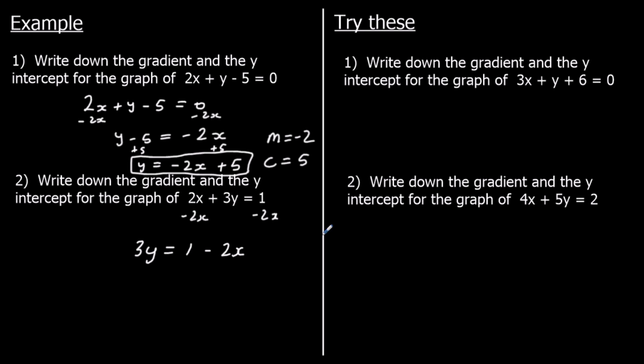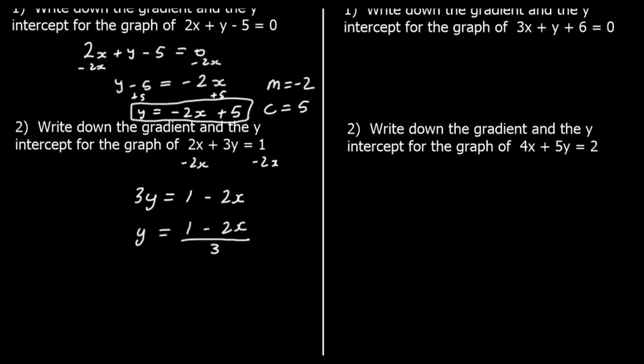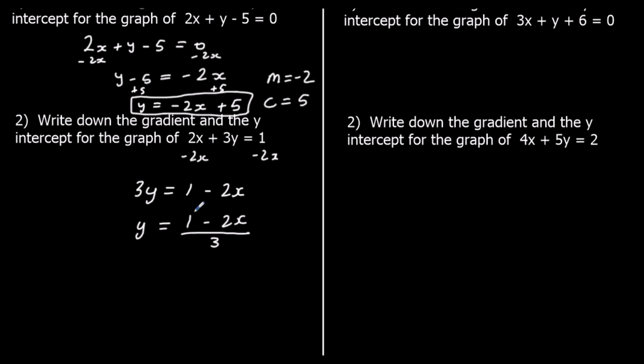To get rid of a times by 3, we do the opposite of timesing by 3, which is dividing by 3. So I'm going to divide everything by 3, divide both sides by 3. So I write 1 minus 2x over 3. How can I divide this by 3? Well, I can divide both of the terms individually by 3.